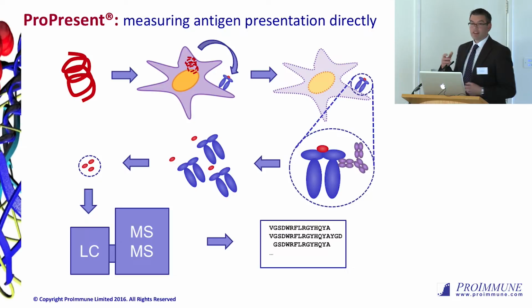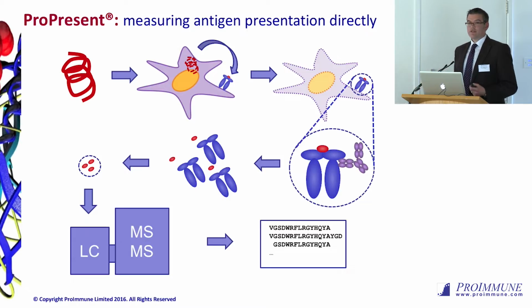So we can pull down, for example, just HLA-DR. We can look at DP, we can look at DQ, or we can look at MHC class 1. The peptide's then isolated from the groove of the MHC and then run through a very sensitive LC tandem mass spec instrument to then identify the whole range of peptides that are present.